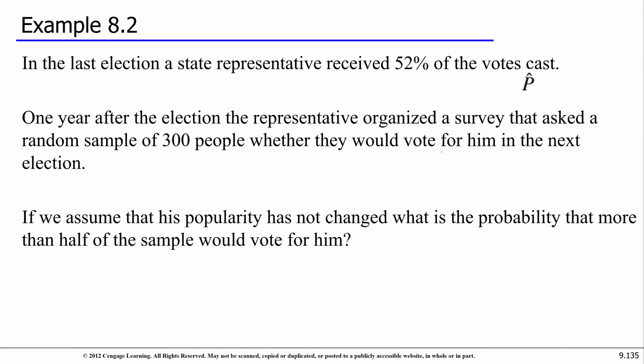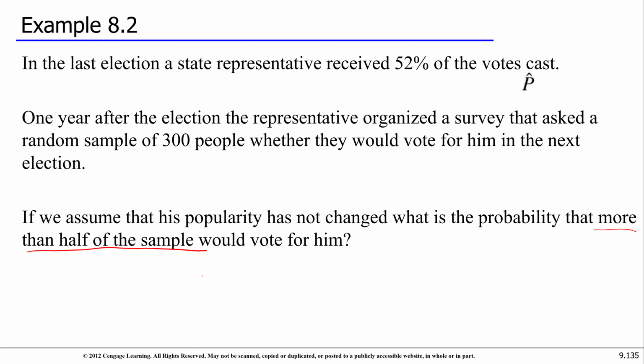All right, we're going to do a practice example. In the last election, a state representative received 52% of the votes cast. One year after the election, the representative organized a survey and asked a random sample of 300 people whether they would vote for him in the next election. If we assume that his popularity has not changed, what's the probability that more than half of the sample would vote for him? When it says more than half of the sample, that means more than 50%.